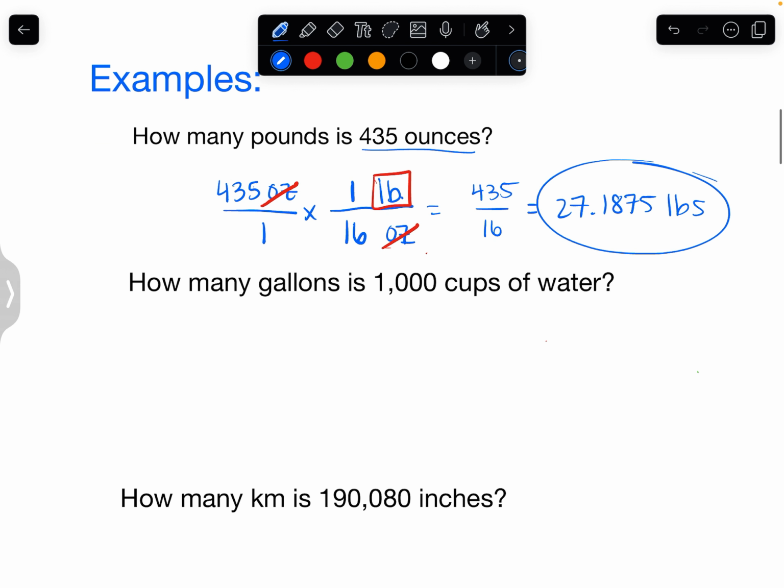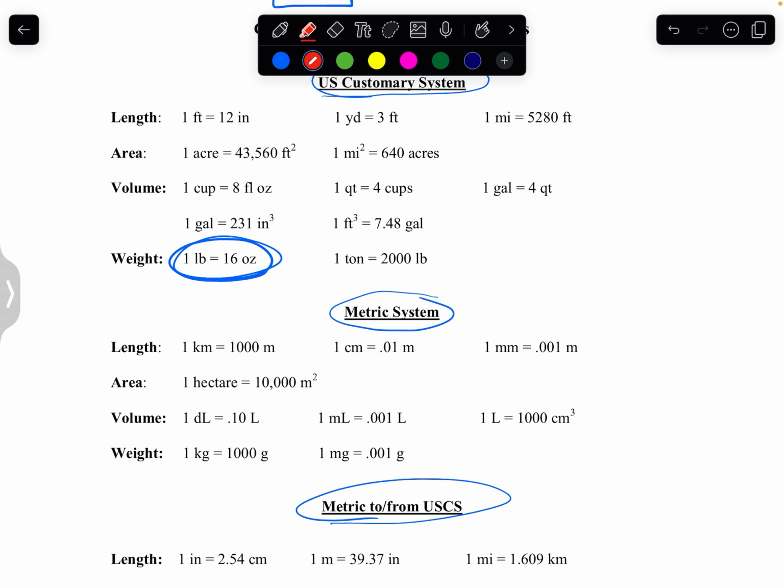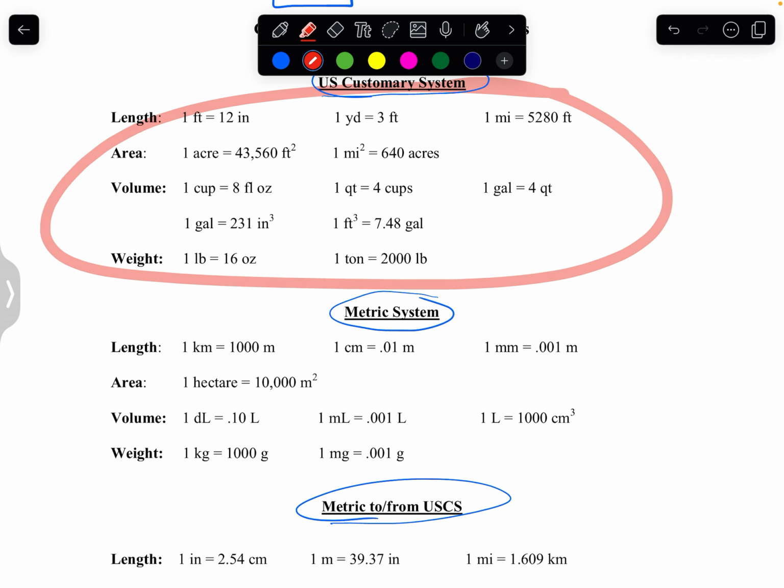This next one, how many gallons are in 1,000 cups of water? First thing I'm going to do is set up 1,000 cups over 1. Now I have to think about how I can work from cups to gallons. I'm going to highlight some things here. I'm currently in cups, so if I'm looking at this section here, I can go from cups to quarts. And then I can go from quarts to gallons. So I'm going to need those 2 conversions in order to get it into gallons.